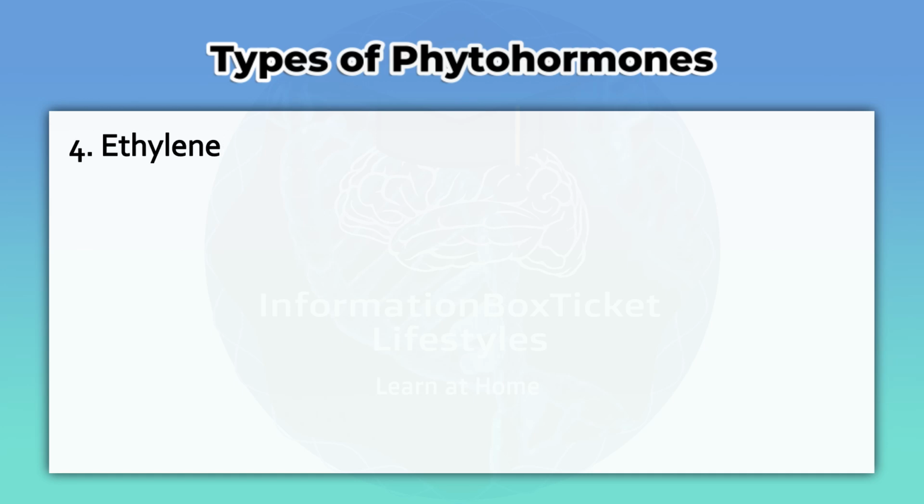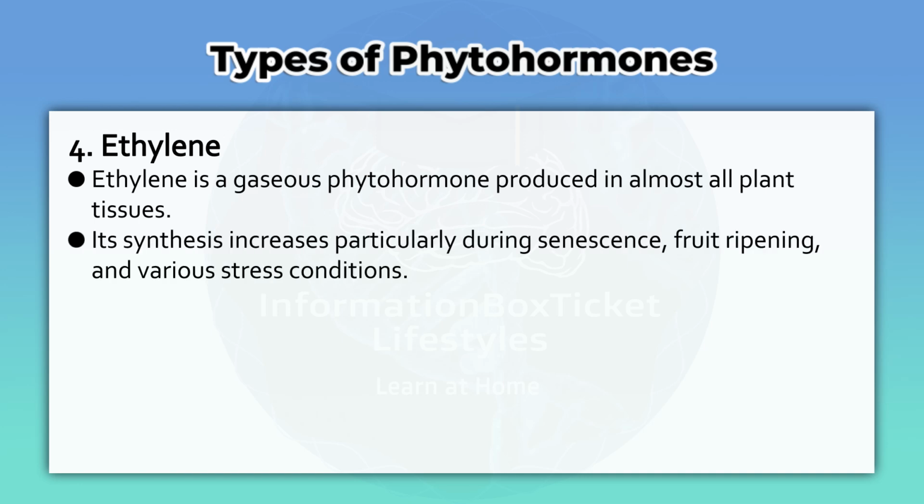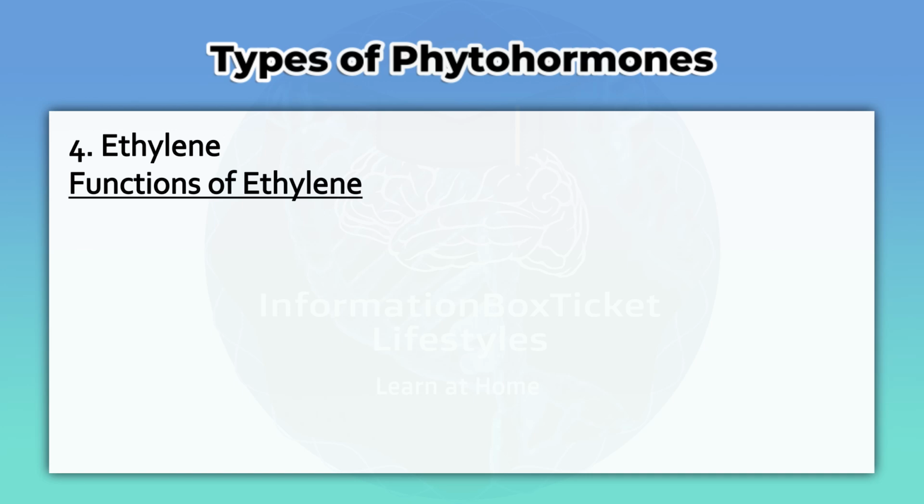4. Ethylene. Ethylene is a gaseous phytohormone produced in almost all plant tissues. Its synthesis increases particularly during senescence, fruit ripening, and various stress conditions. Ethylene is synthesized from the amino acid methionine through the intermediate compound 1-aminocyclopropane-1-carboxylic acid, ACC.